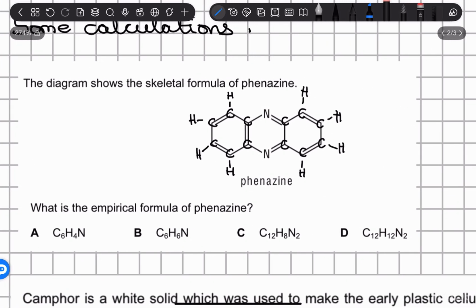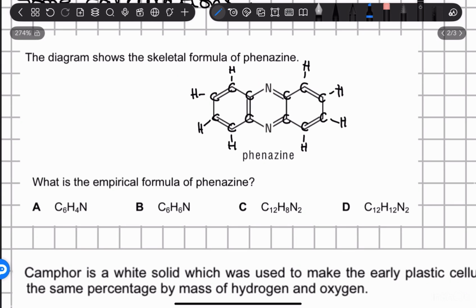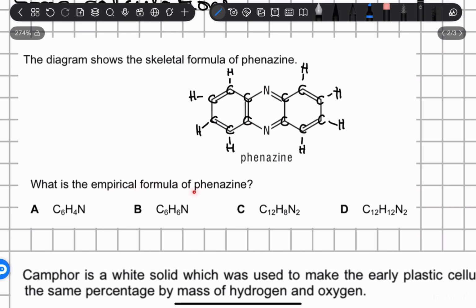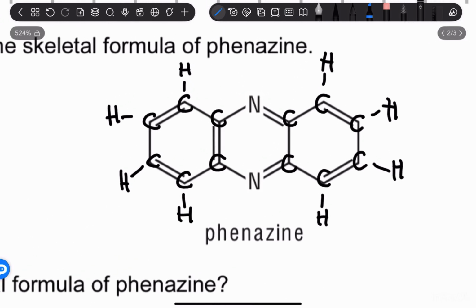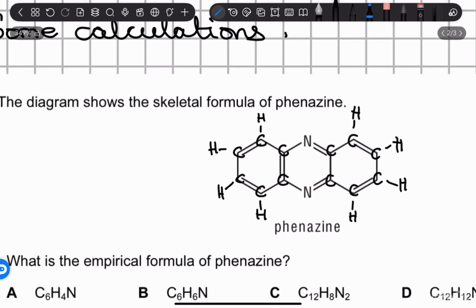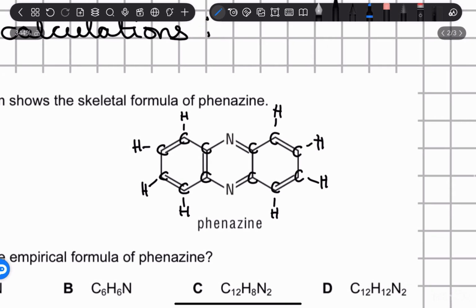So the first question we have says, this diagram shows the skeletal formula of phenazine, whatever you want to call it. And then we're asked what is the empirical formula of phenazine. So we have phenazine here. I drew the full structure with some of the atoms written so that we could easily determine this, because this compound is an organic one, and you would need to know what this looks like in organic chemistry, but we haven't gotten there yet, so I just simplified it.